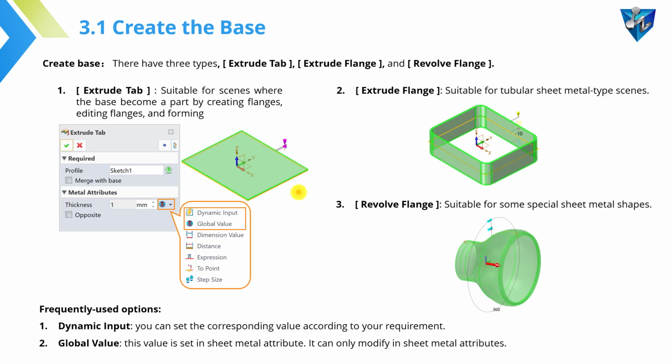Okay, first is creating a base. ZW3D provides three types: extrude tab, extrude flange, and revolve flange. And you can continue to add more flanges based on it, which we will cover in the rest of the chapters. Then you can see the thickness will inherit from the global attribute unless you set it dynamically.